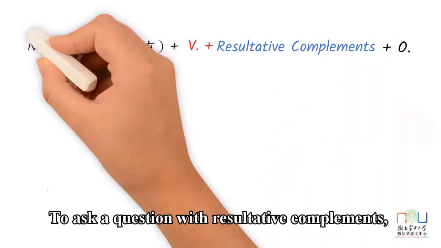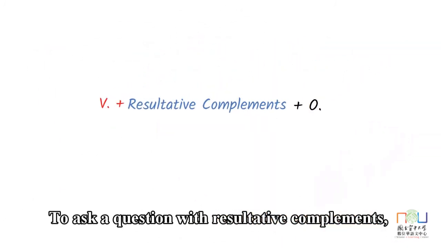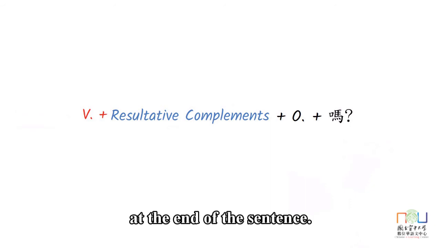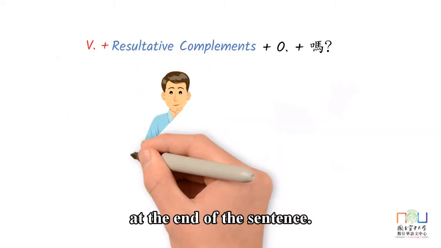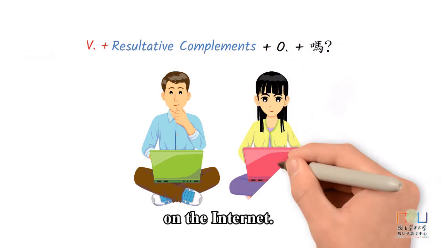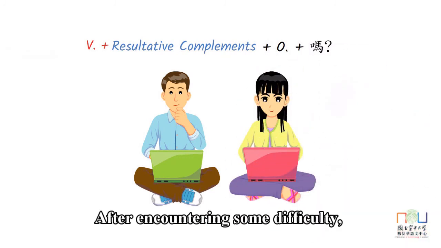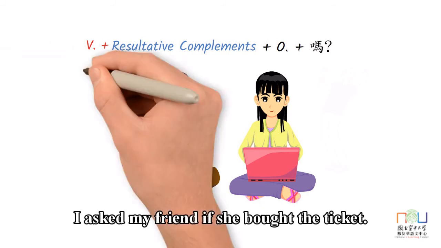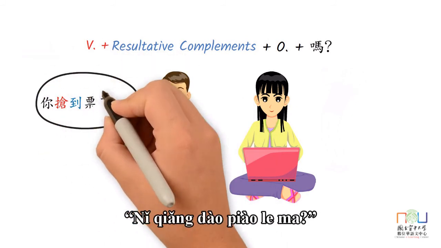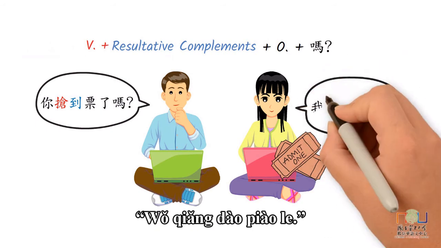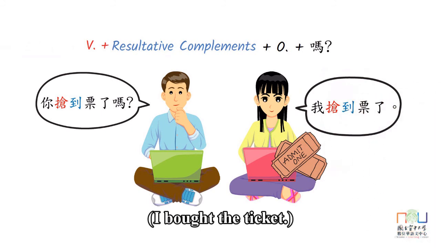To ask a question with resultative complements, we can simply add 吗 at the end of the sentence. In the following example, we want to book the cheapest ticket on the internet. After encountering some difficulty, I asked my friend if he bought the ticket. 你抢到票了吗? Have you bought the ticket? The response is, 我抢到票了. I bought the ticket.